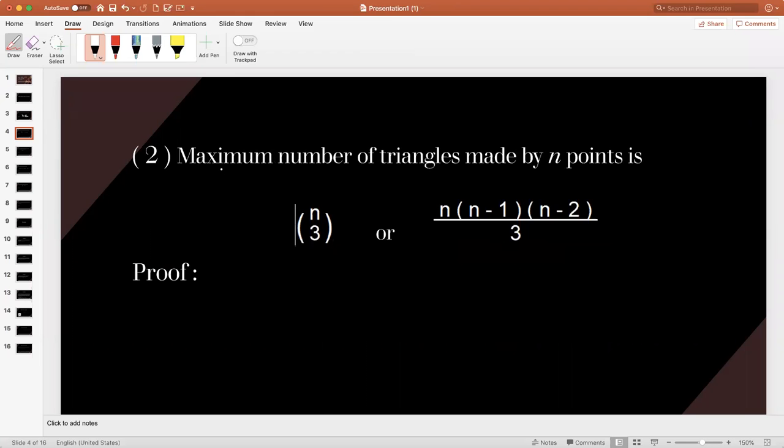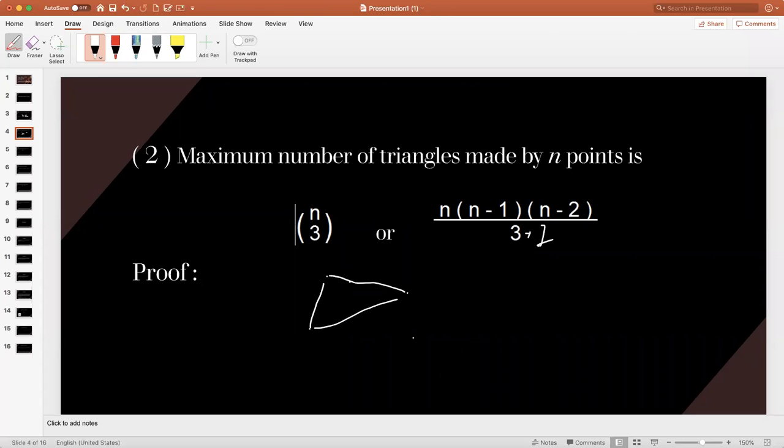So here's our second rule: the maximum number of triangles between n points is n choose 3, or if we want to expand it, n times n minus 1 times n minus 2, all of that divided by 3 times 2. So we have 4 points right here, right? To create one triangle, we need 3 points, because with 3 points we could just connect the three lines between them and we form one triangle there.